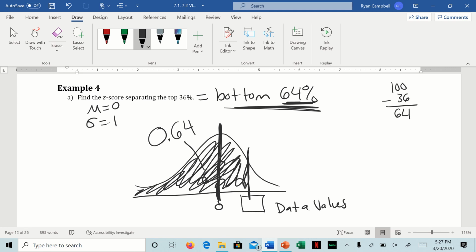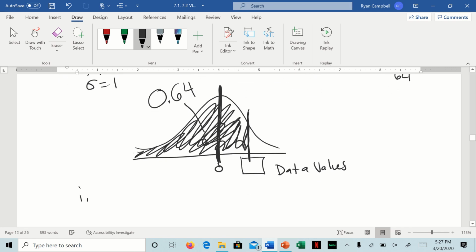What is the z-score? That's what's the data value. So just like earlier when we wanted the probability, the blank spot was up in the probability area. But now we want a data value, so the blank is down here. So we know we're doing it right.